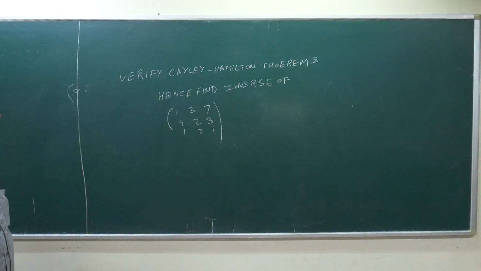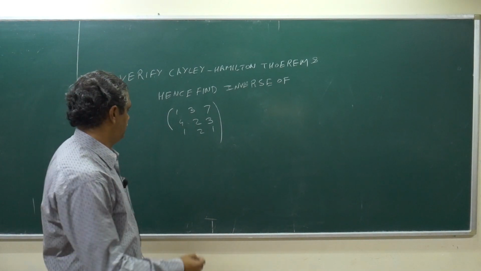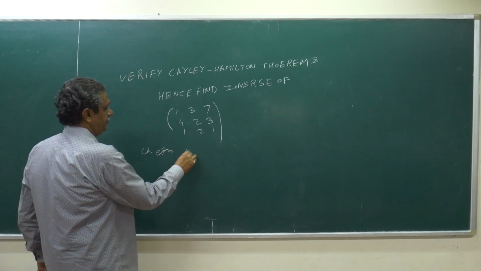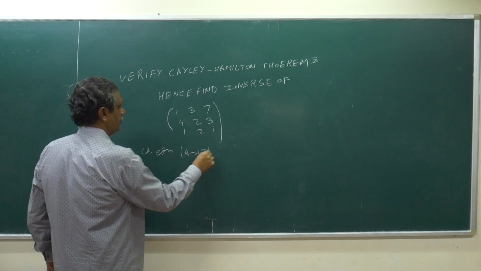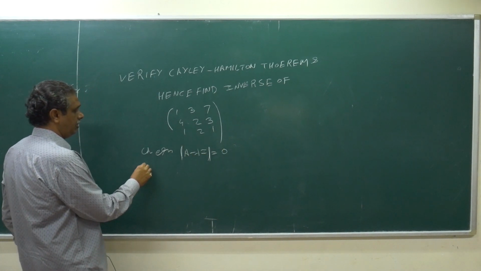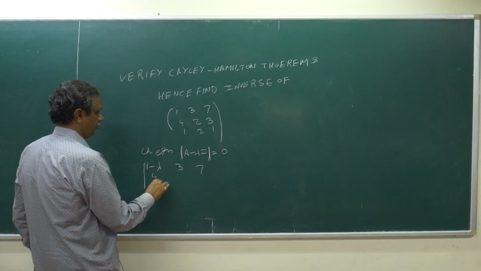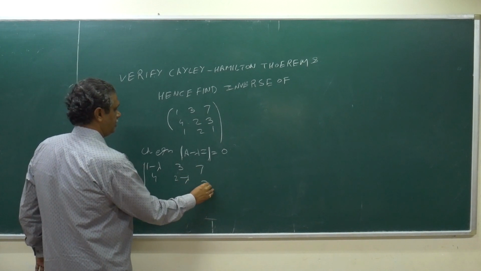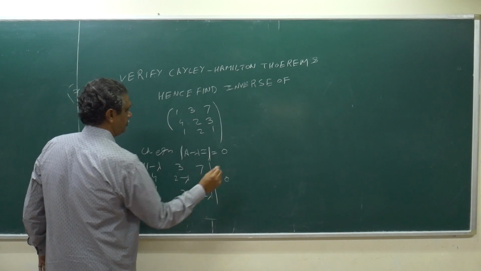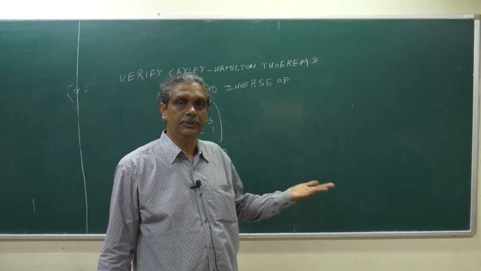So what will I do? First, whatever it may be, you can start with the characteristic equation, right? What do you know about the characteristic equation? The determinant of A minus lambda I is equal to 0. Then on the diagonal you put lambda: 1 minus lambda, 3, 7; 4, 2 minus lambda, 3; 1, 2, 1 minus lambda is equal to 0. Once we get this, there is no need to expand the determinant.